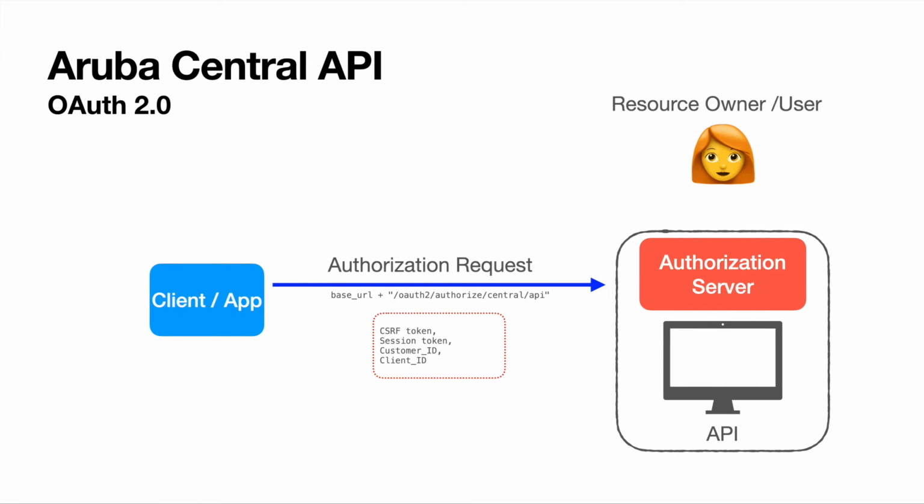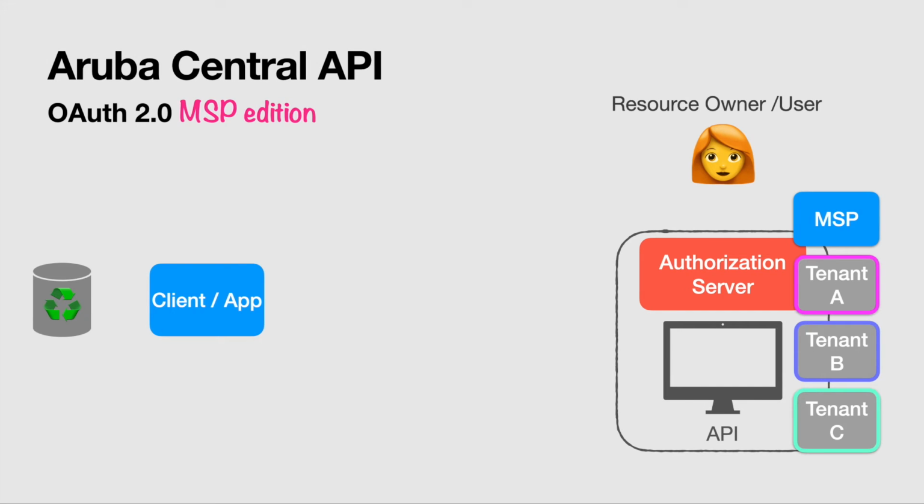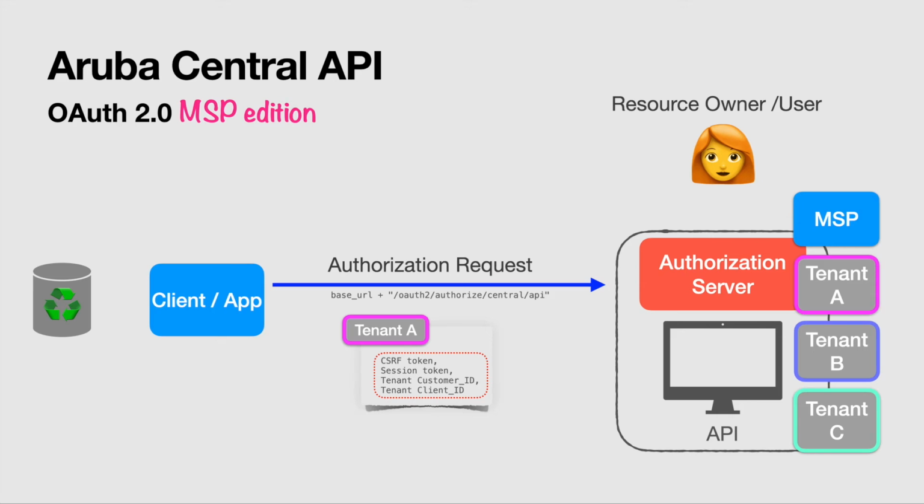And then at this point in the standard vanilla workflow, this is where we would perform the authorization request. So this is what it would look like in a non-MSP workflow. So CSRF token, session token, customer ID and client ID going off to the authorize central API. This is what it looks like with the MSP edition. We make the authorization request with the CSRF and the session, but it's the tenant customer ID and the tenant client ID that we're using at this stage.